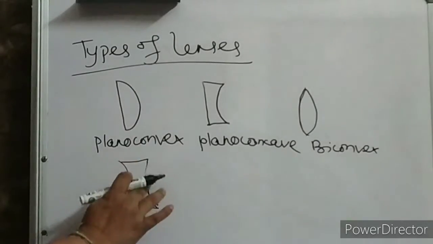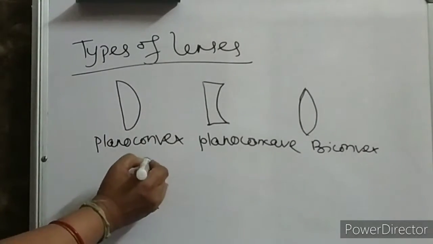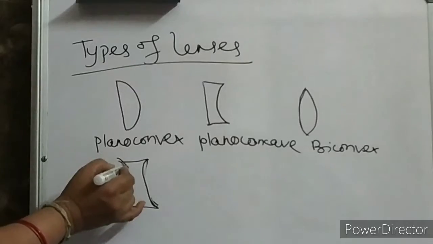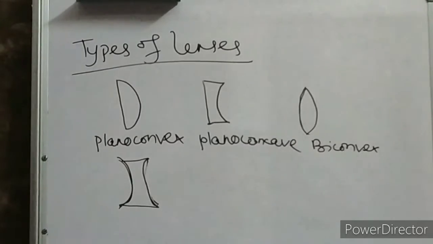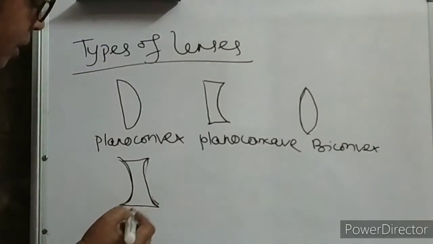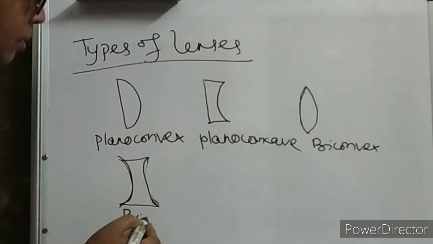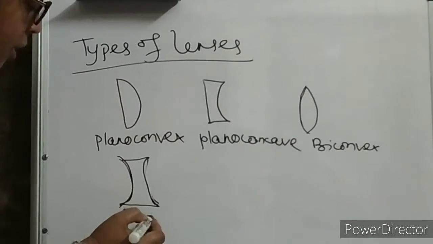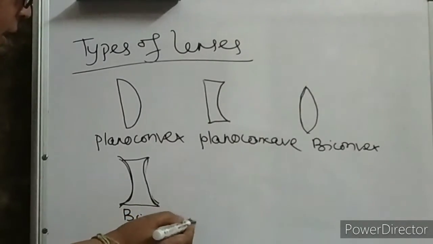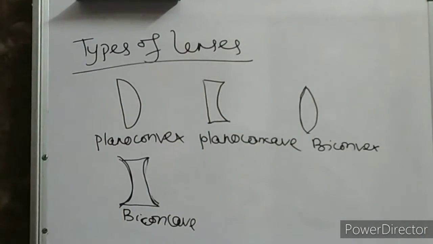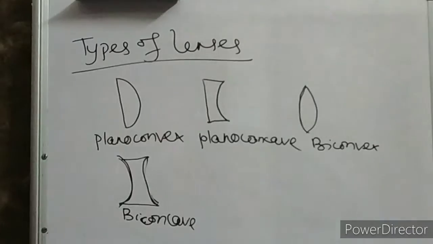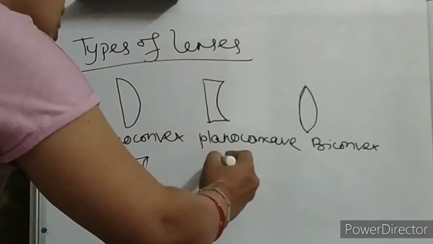Then similarly inward from two sides. Both the sides are curved but concave, going in. So this is curved inwards. So what is it called? It is called biconcave. Biconcave. These two are under the 10th syllabus. Okay. We can do like this also.